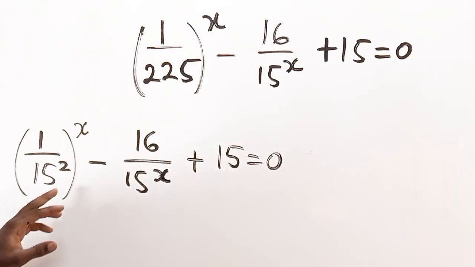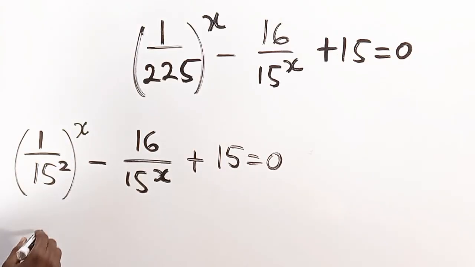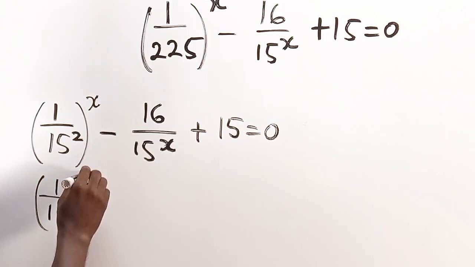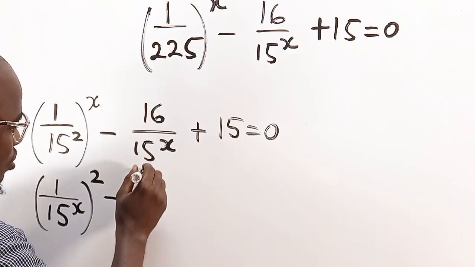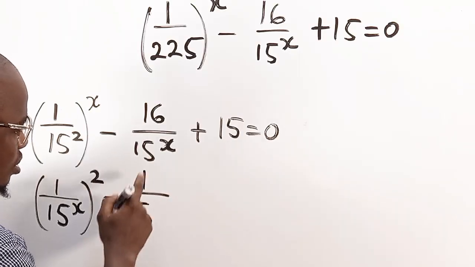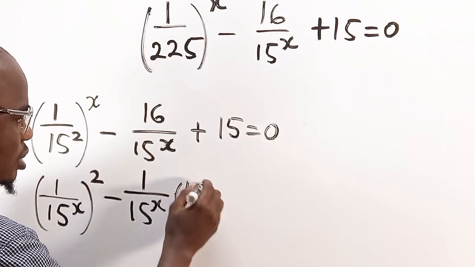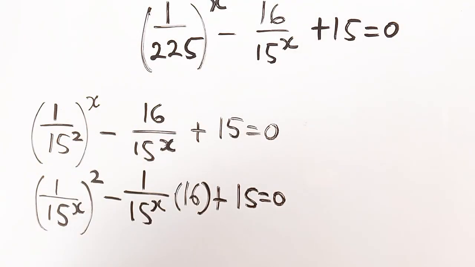So now the next thing we're going to do is replacement. That is, we're going to have 1 over 15. You see this x here, we come down here and we take the power 2 up, so it stays the same thing. Understood? So from there, minus, we can write this as 1 over 15 to the power of x, then multiplying 16, plus 15 equals 0.